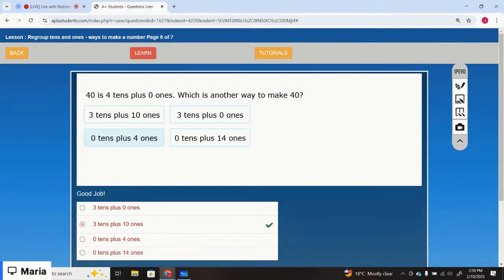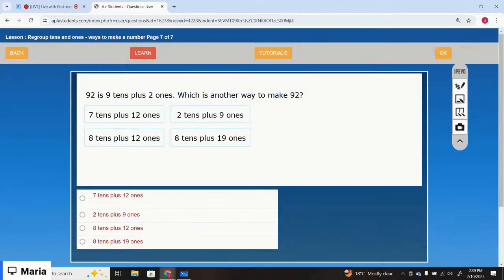We were working on grade 1 math. The chapter we were working on is addition. Now we're working on the last lesson of the chapter addition, that is regroup tens and ones, ways to make a number, and we're finished with the lesson.